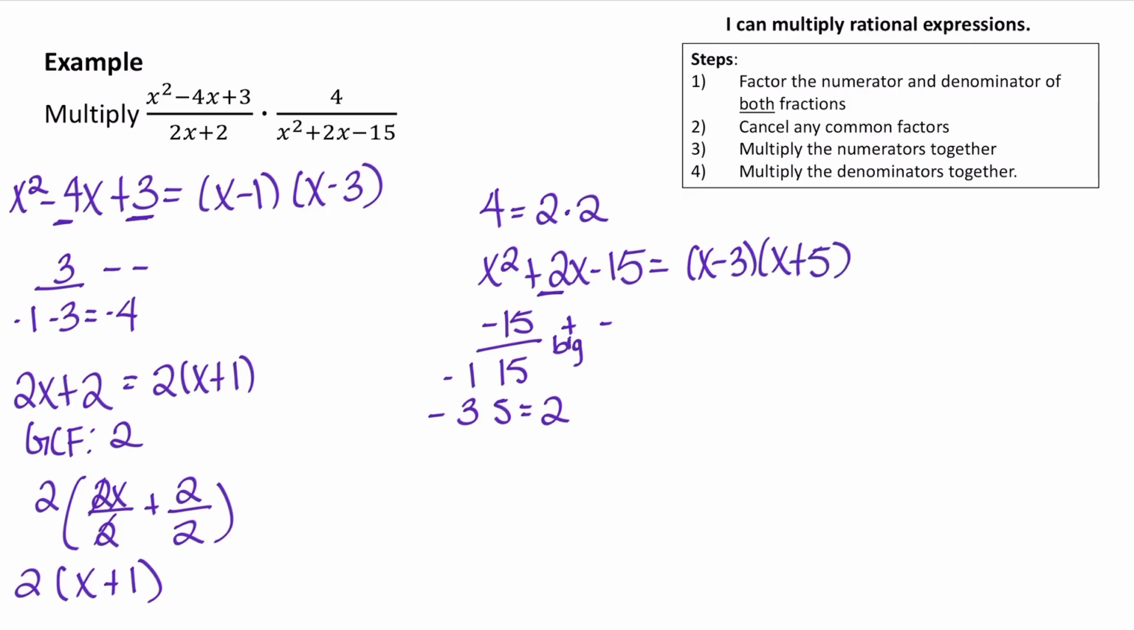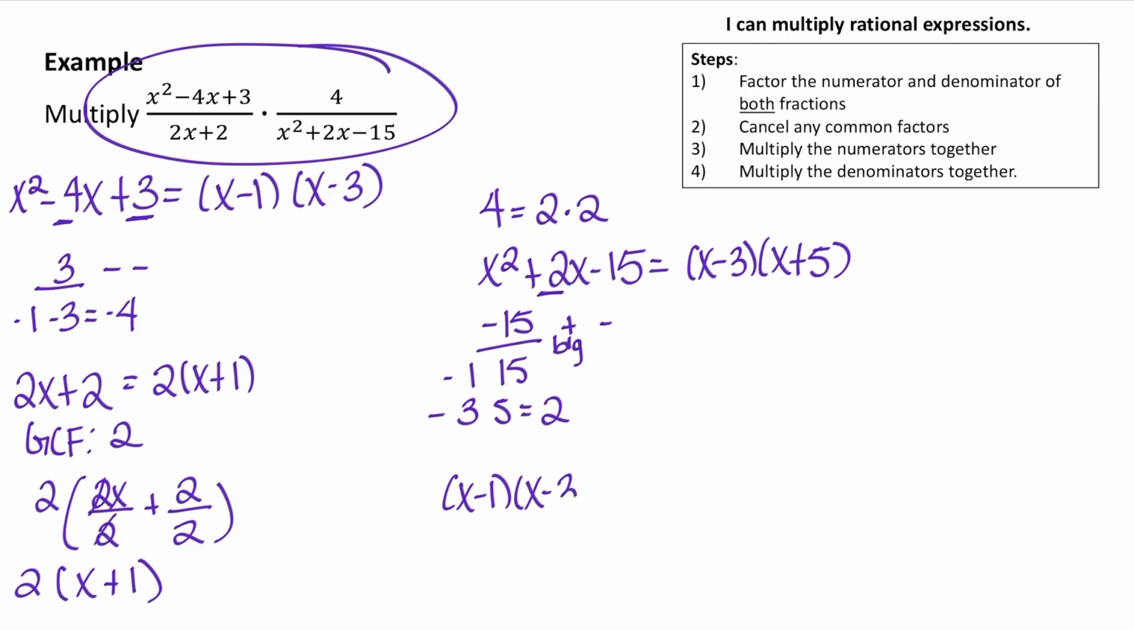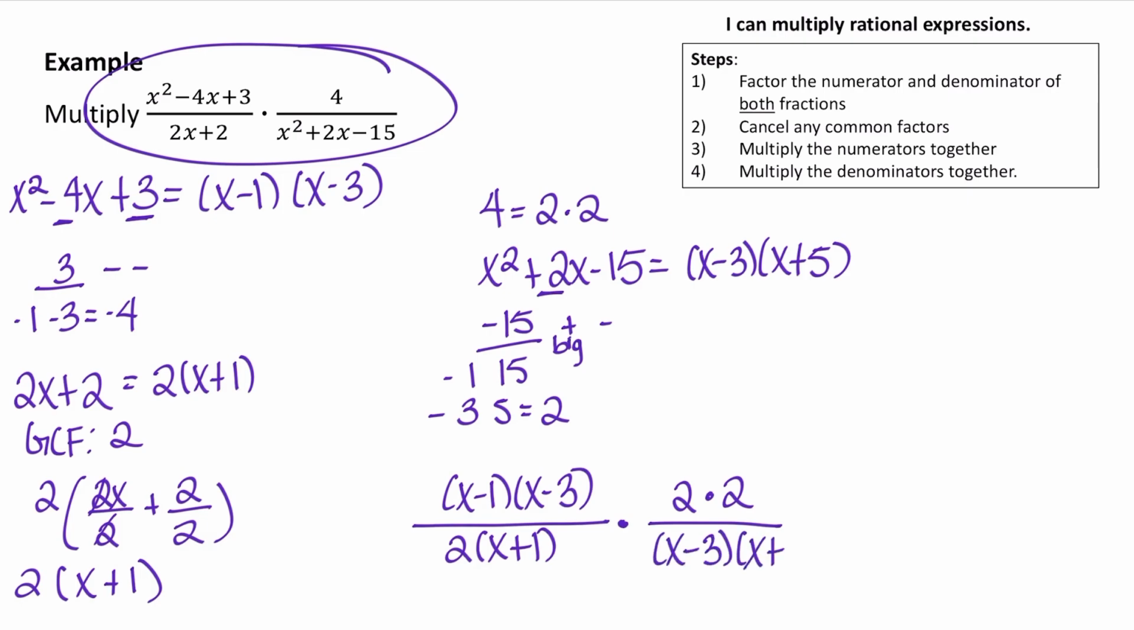So now let's rewrite this original problem with all the numerators and denominators factored. So we have x minus 1 times x minus 3 over 2 times x plus 1, times, and then we have 2 times 2 in the numerator over x minus 3 times x plus 5.